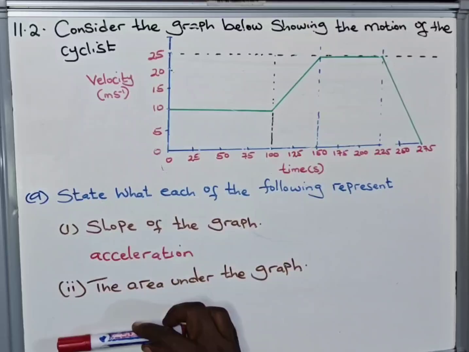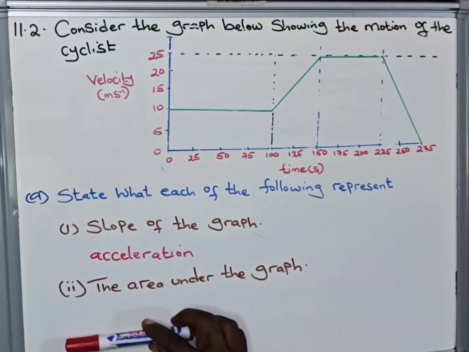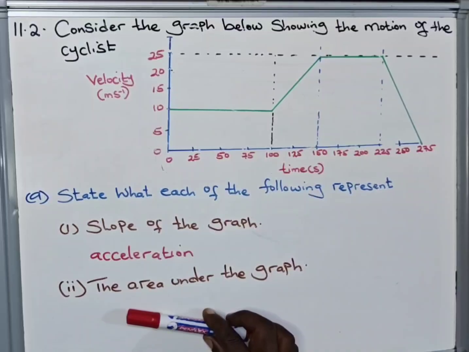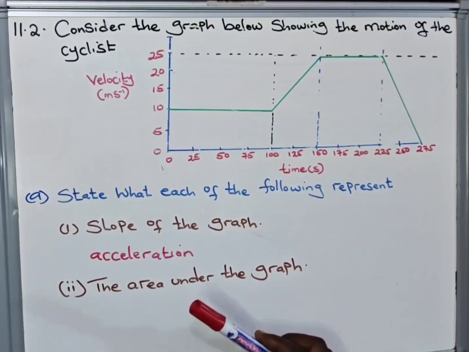Then we come to the next question. It says that what does the area under the graph represent? What does the area represent? It represents displacement.